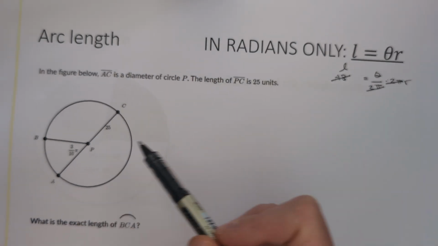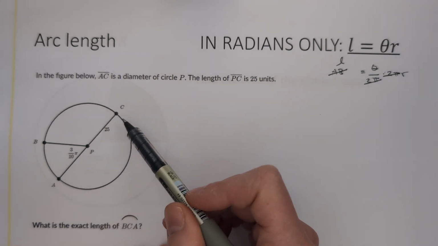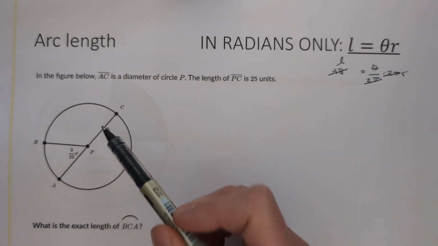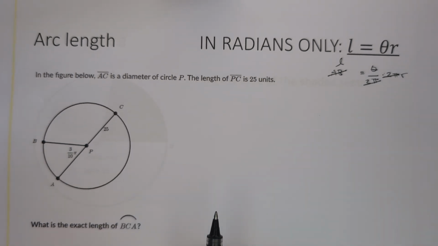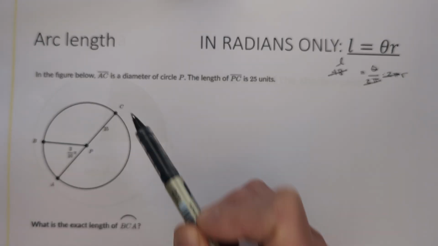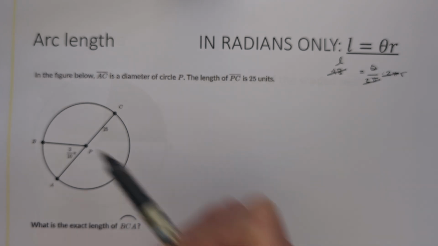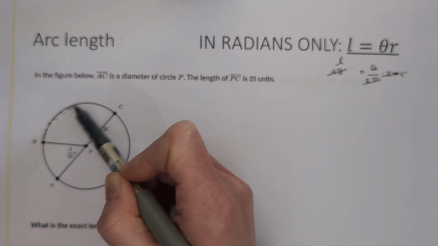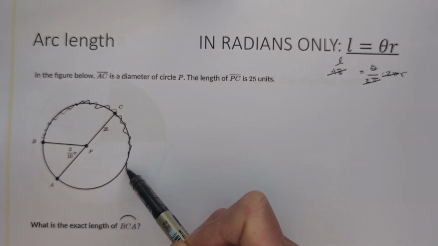In the figure below, here's an example. AC is the diameter of the circle P. Remember, that's twice as long as the radius. The length of PC, so just this radius, is 25 units. What is the exact length of BCA? So that's then indicating a major arc because you're going through C.